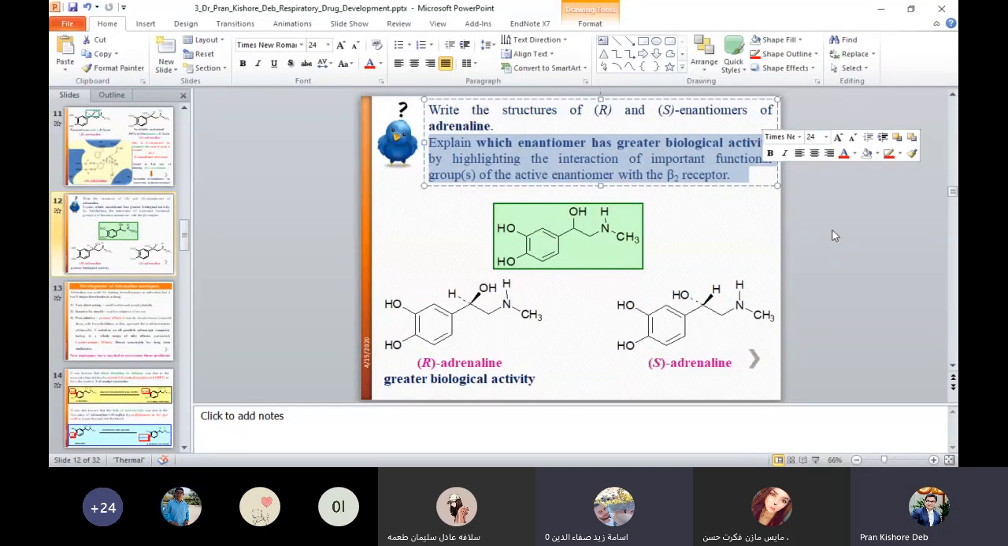Why? You missed one point again. What did I miss? Yeah, think. Because in the R enantiomer, the alcoholic OH remains above the plane and can bind. So what did you miss? Why R? What is the reason behind it? The alcoholic OH remains above the plane.